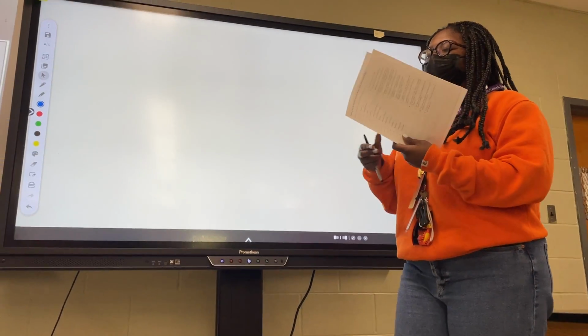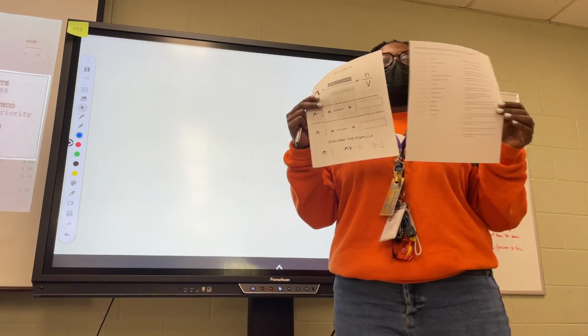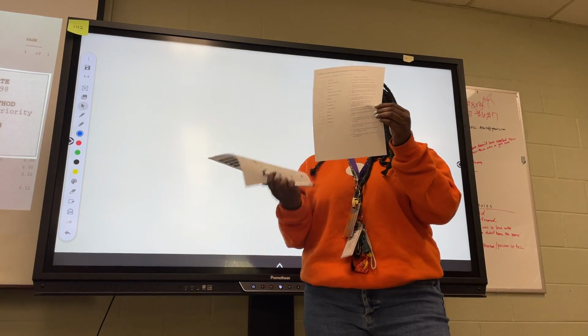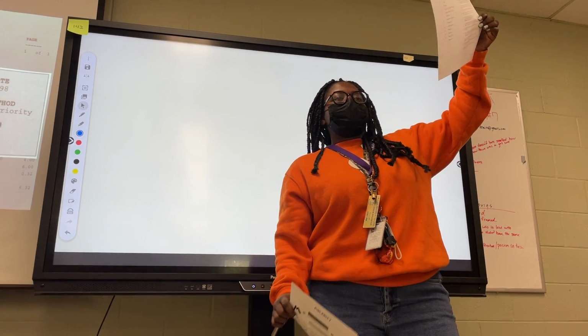All right, here we go, guys. We're working on molarity today. You have a packet that looks like this. This first page is a matching activity. You need to do this on your own time. Everybody understand? You're doing this.